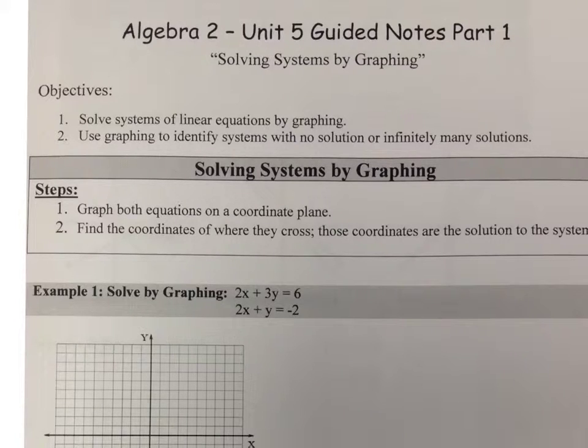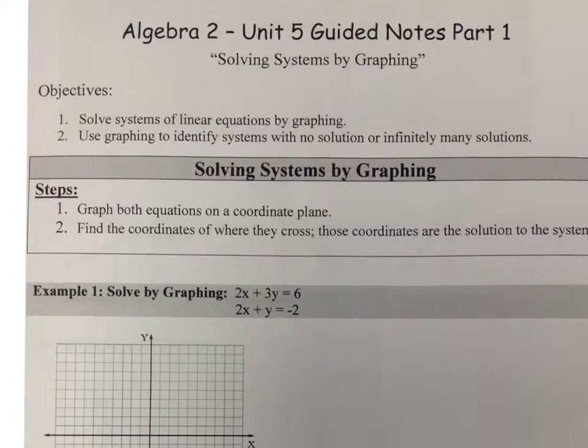Hi, this is Unit 5, Part 1, and we are doing solving systems by graphing. This is kind of an Algebra 1 review, so we're going to do it kind of quick. Our objectives are to solve systems of linear equations by graphing and use graphing to identify systems with no solution or infinitely many solutions. And we'll do one of each of these types here and a couple that are just regular graphing.